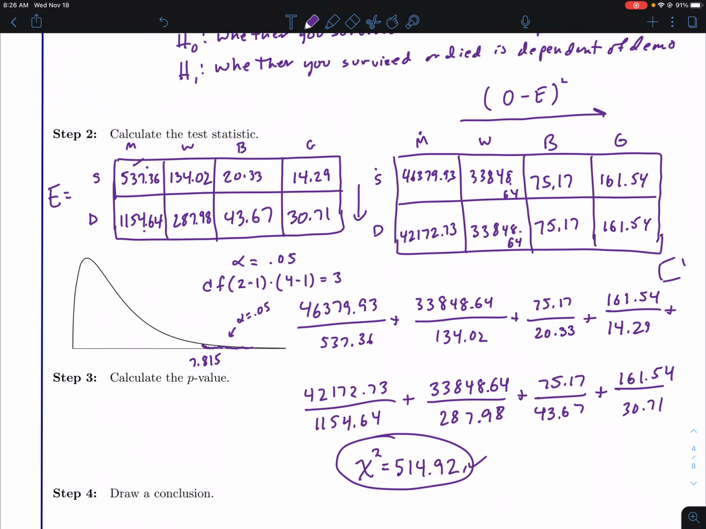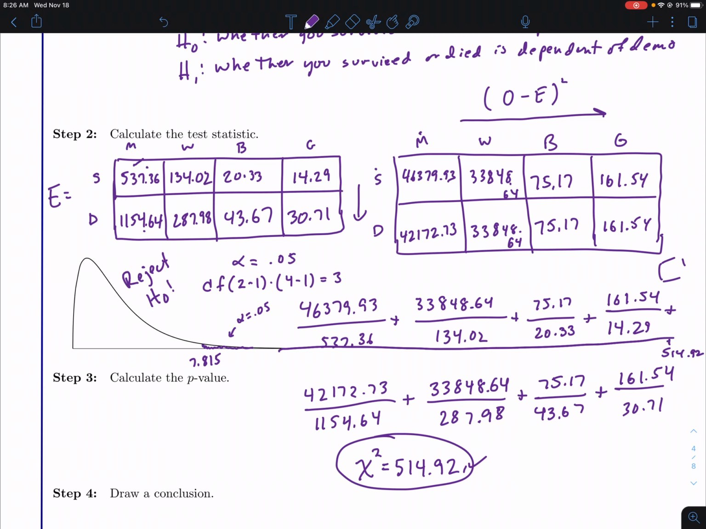And so our chi-squared value we found would actually be way over here somewhere, 514, like if this graph kept going and going and going. So it's going to be way over here, 514.92. So it seems pretty clear that this is going to be a reject H naught, considering it's totally off the graph altogether. But let's check the p-value just to verify.